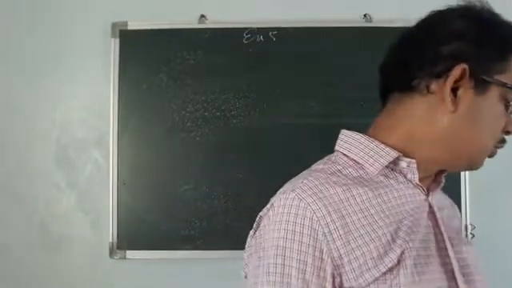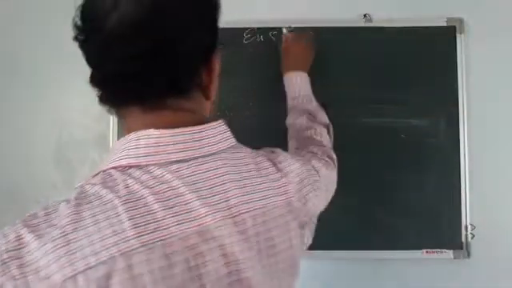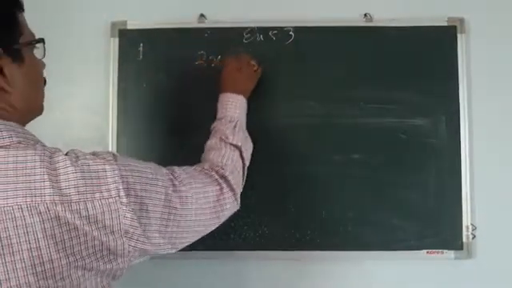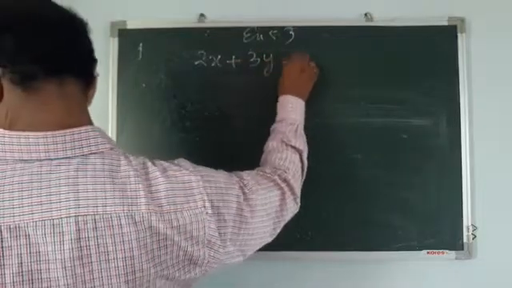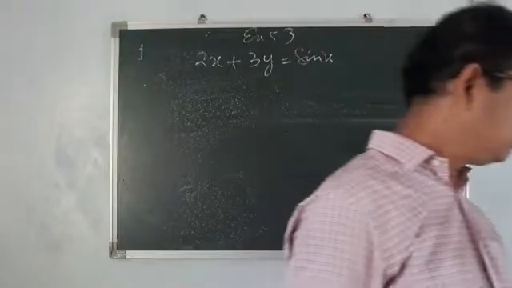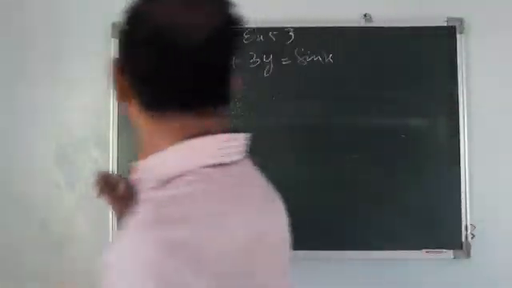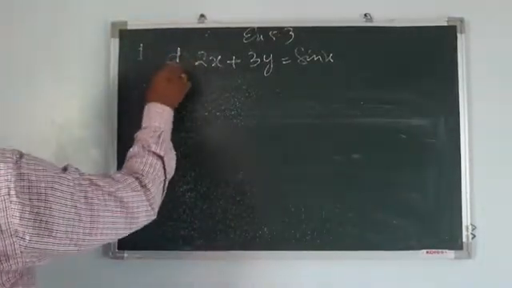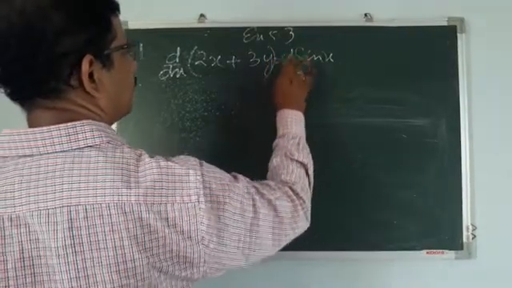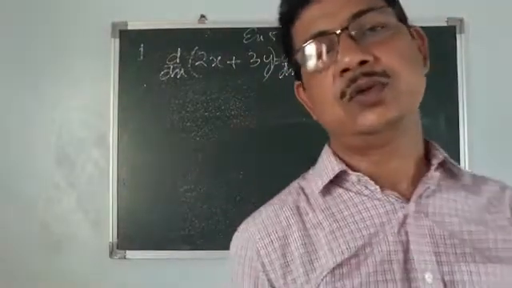So if we go through this, the equations are given in this form. In this exercise, the first question is 2x plus 3y is equal to sin x. What we have to find is the value of dy/dx. So what to do? We have to differentiate both sides with respect to x. This is our procedure.